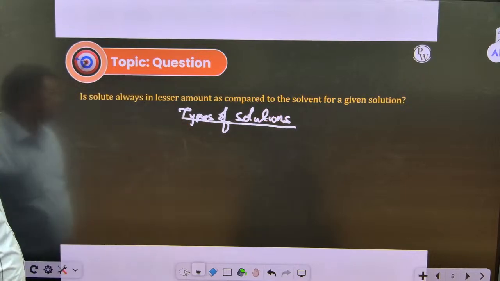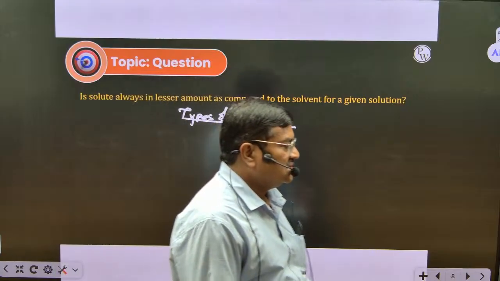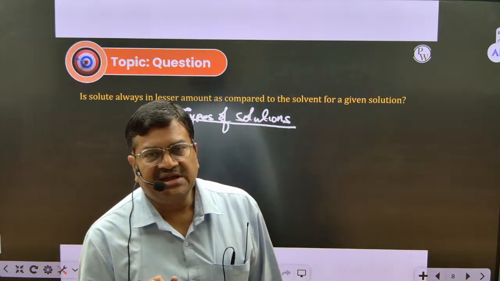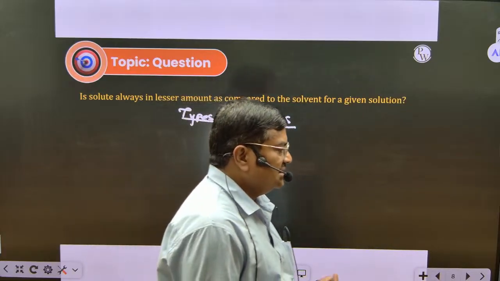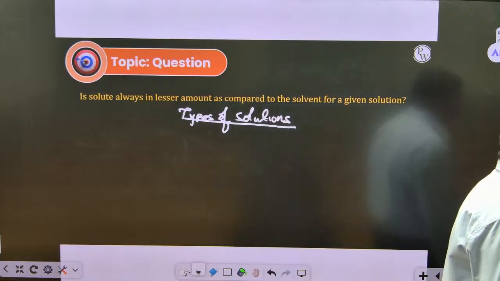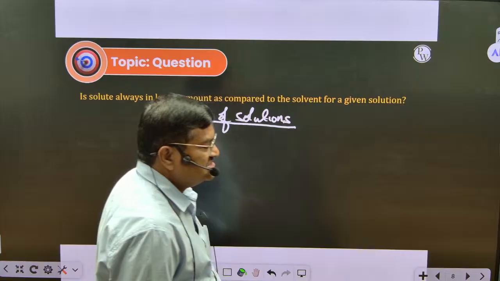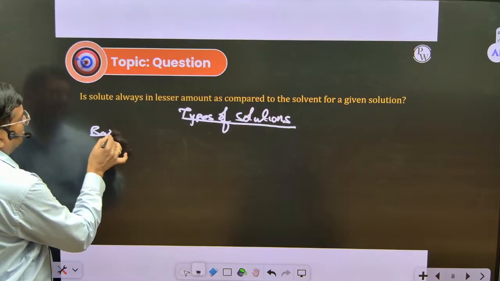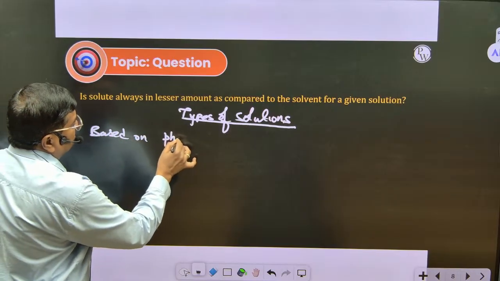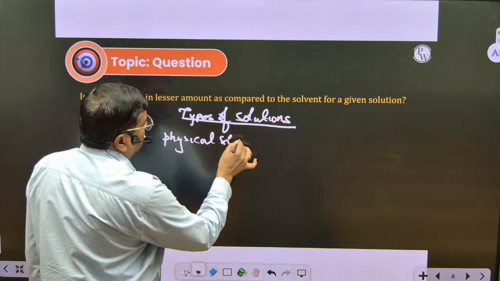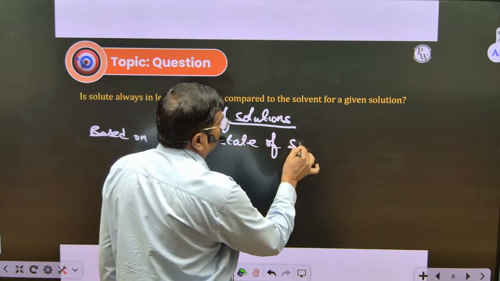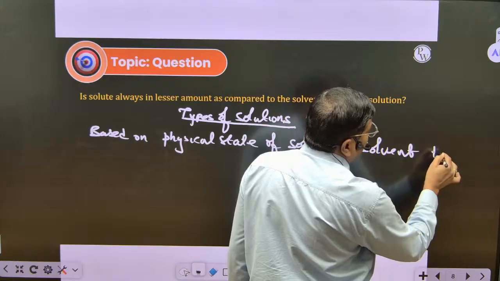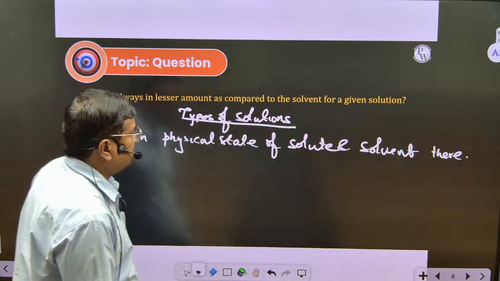Now in these types of solution, in total we have 9 types of solutions. Make a note, there are 9 types of solution. How 9 types? From gaseous solutions we get 3, liquid solutions we get 3, and solid solutions we get 3. Total 9 types of solutions, based on the physical state of solute and solvent. So make a note. How many types of solutions are there? 9 types of solutions.